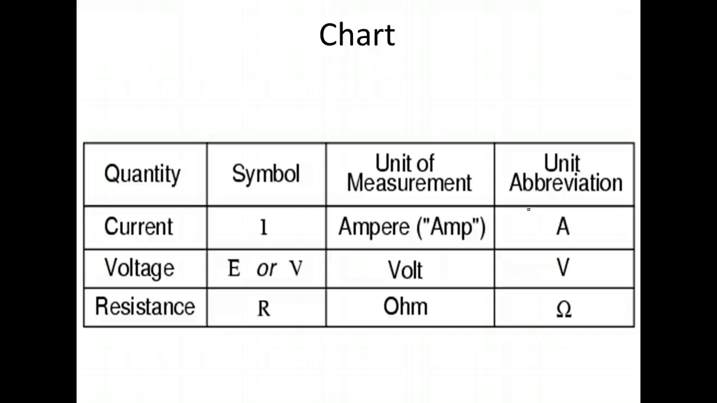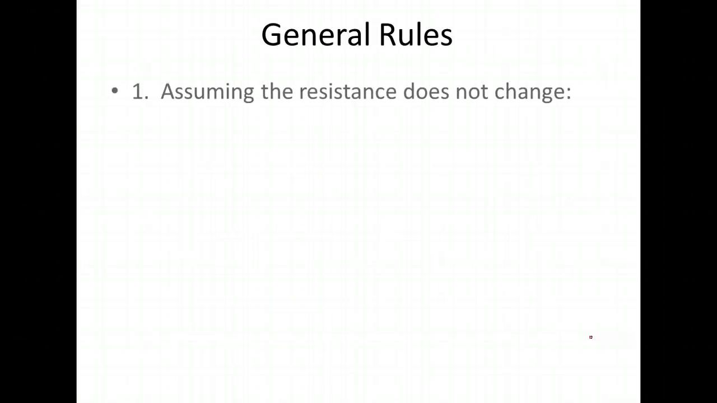And so this is just a summary of those things that we just went over. Current we measure with the variable I. The actual unit of measurement is the amp, which we abbreviate with an A. Voltage uses the symbol V, measured in volts, and again, that symbol V. Resistance is that capital R in your formulas, measured in ohms, and the Greek letter omega for that. Y'all feeling okay about those three things? Okay, that's all review from last time.